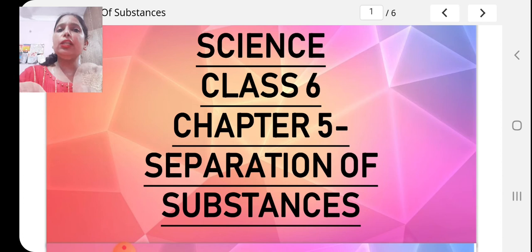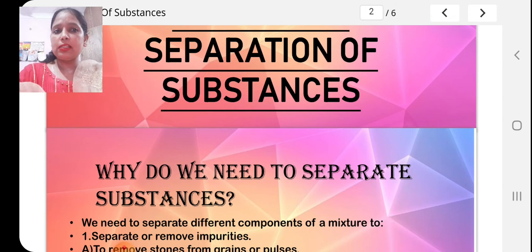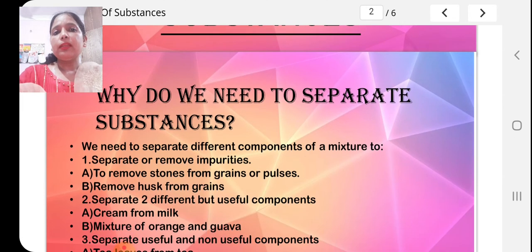Why is there a need for separation? Why do we need this technique, this method of separation? There may be many reasons why we need the separation of different substances. We need to separate the different components of a mixture, number 1, to separate or remove the impurities.